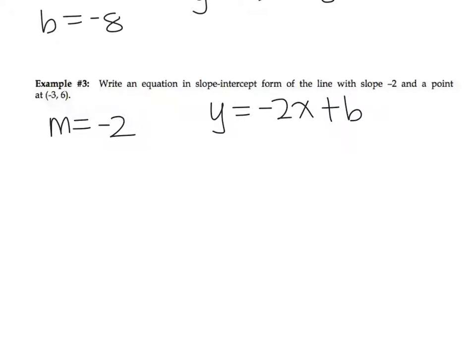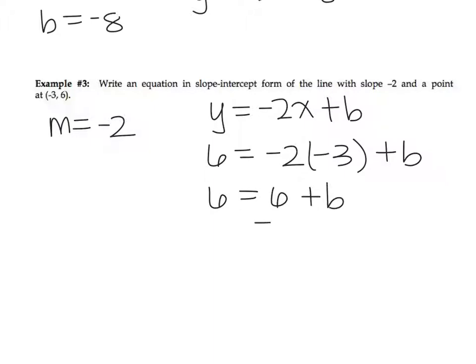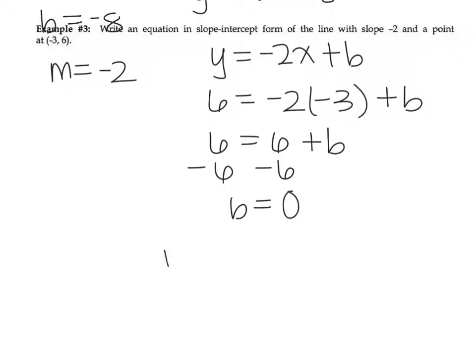So I'm going to plug in the value -3 for x and the value of 6 for y and then solve for b. So we'll get 6 equals -2 times -3 plus b. So we get 6 equals, and then -2 times -3 is 6 plus b. Subtract 6 from both sides and we get that b equals 0. So our y-intercept is 0. So we end up with the equation y equals -2x. We could put plus 0, but since plus 0 doesn't actually do anything, we can leave it as y equals -2x, and that is the equation of the line.